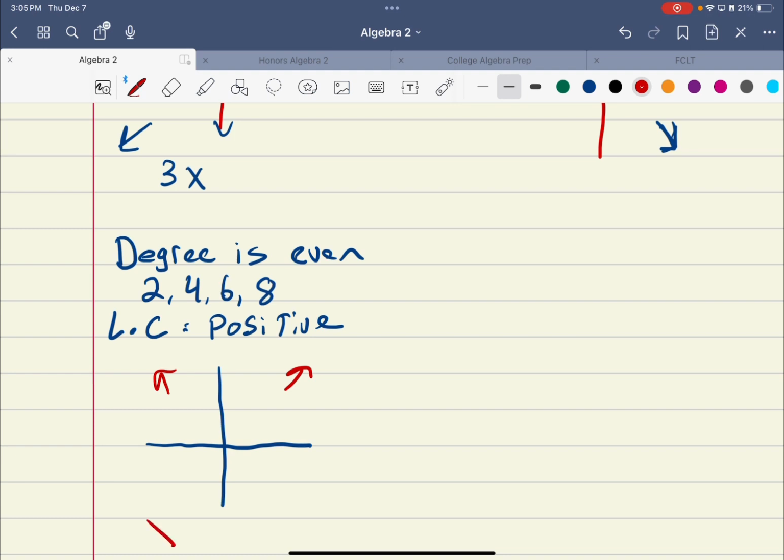It's that parabola that we talked about so much last chapter. Parabolas look like this. When our A value was positive, it went uphill. So 4x squared looks like a U. And that's always going to be the case if the degree is even.